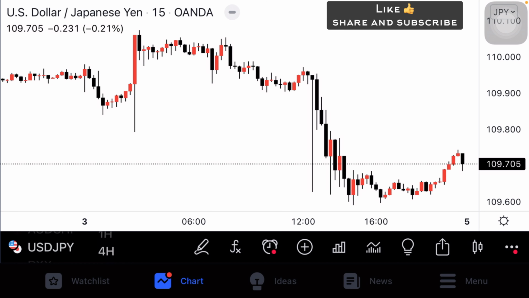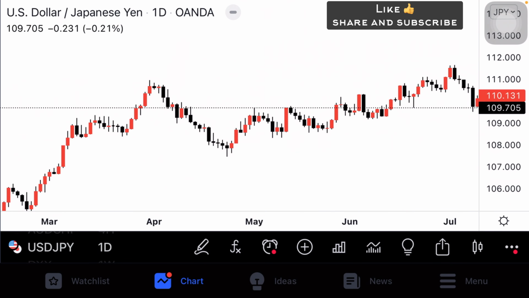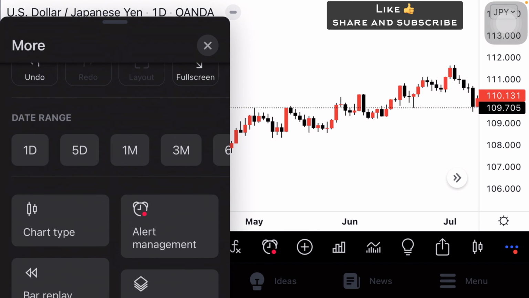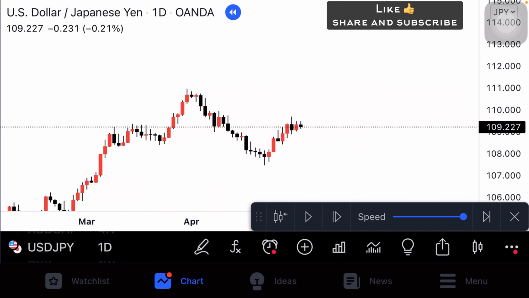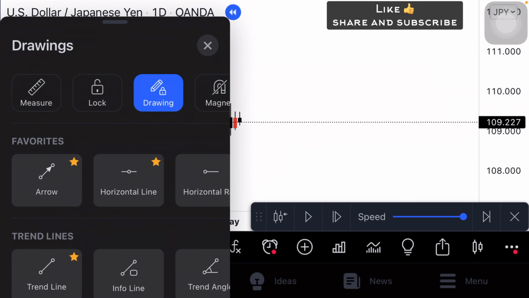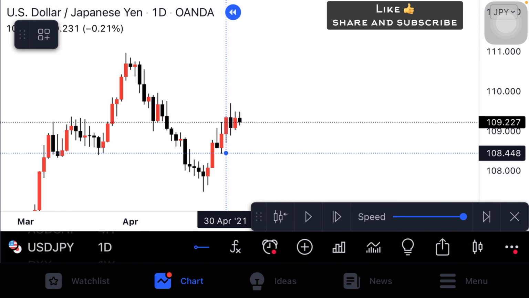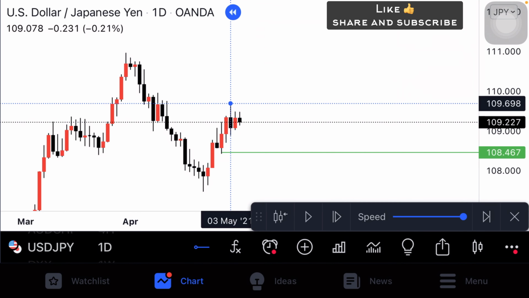Without further ado, we go on the daily, and let me go into replay mode. All right, let's go here. As we can see, we can go ahead and highlight our daily low and our daily high. This is the range that we're in now.